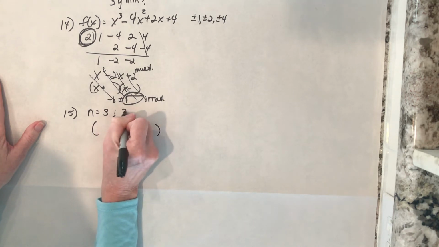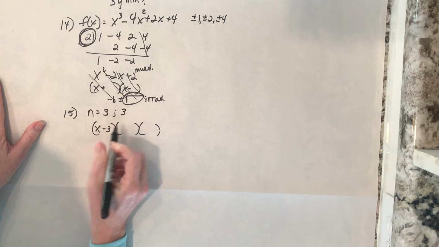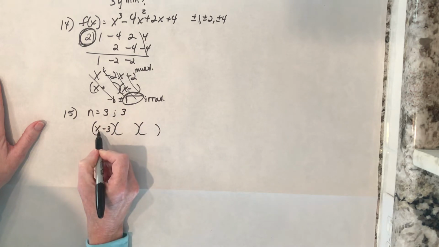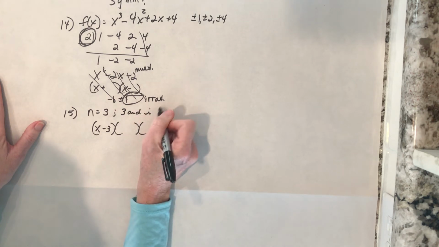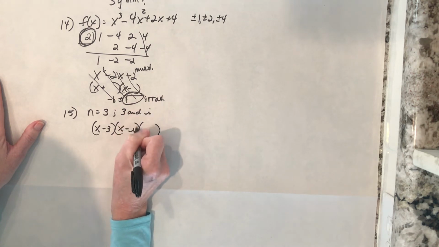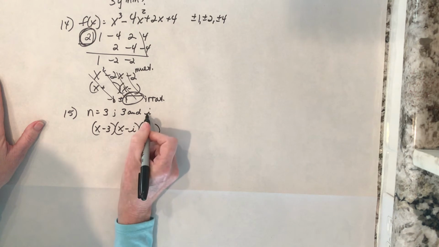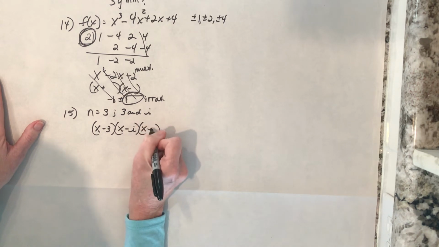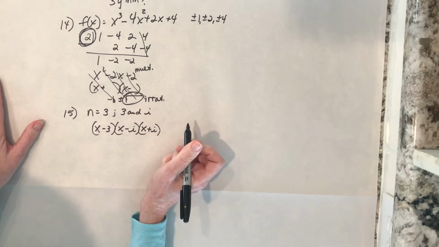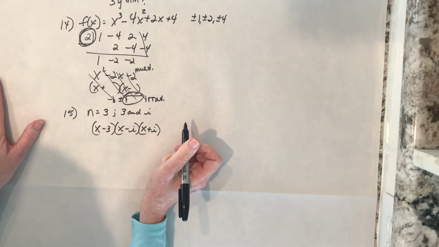3 is one of them, so x minus 3. You know that's always a liar when it has the x attached. And i is a 0, so that means x minus i. But if any non-real number is an answer, so is its conjugate. So those are our 3 right there.